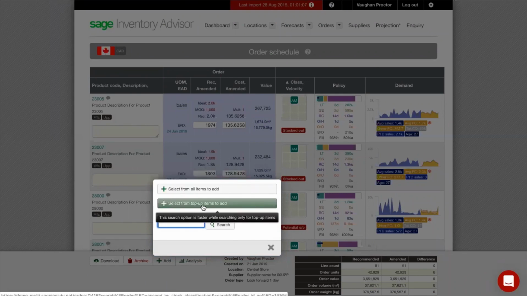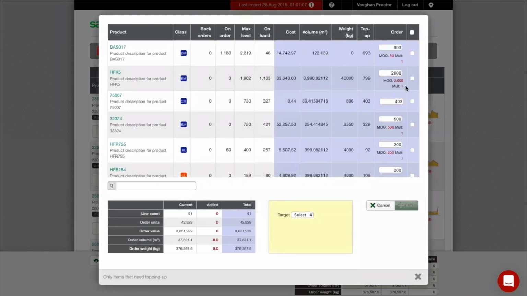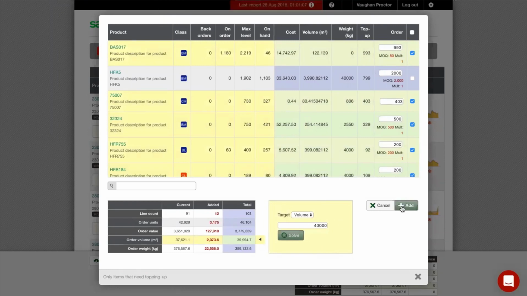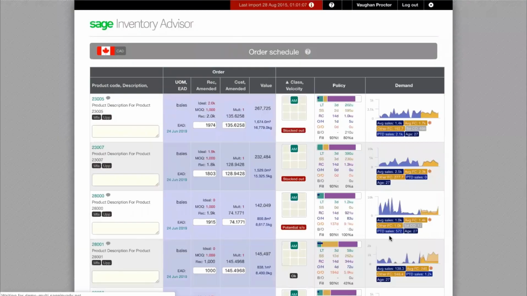Now, top-up items are items that have gone through their maximum level, but they haven't hit their reorder point yet. So what we want to do is find those items and top them up to maximum again and fill the container with those items. Okay, so here I'm going to say top-up items. It's going to pull items that can be topped up. You can then input a target, either volume, weight, cost, units, whatever you need to do. In this case, I'm going to say volume, and I need to get to a container load of 40,000. It will automatically pull items from that list and get as close as it can to that 40,000. I can then add that to the order, and I then have a containerized order by volume for this supplier.